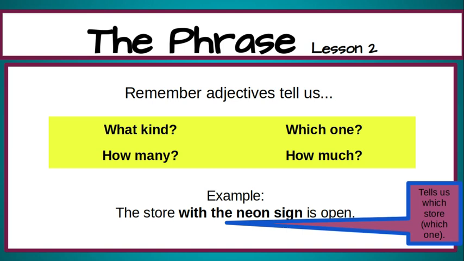Let's take a look at our example. The store with the neon sign is open. I could just say the store is open, but I'm not giving my listener any more information. What if there's lots of stores that we could be talking about? So maybe we're standing there in the street and I say the store is open, and the person I'm talking to says which one. So how I become more specific is by adding in an adjective phrase. The store with the neon sign is open. So this adjective phrase, with the neon sign, tells us which one.